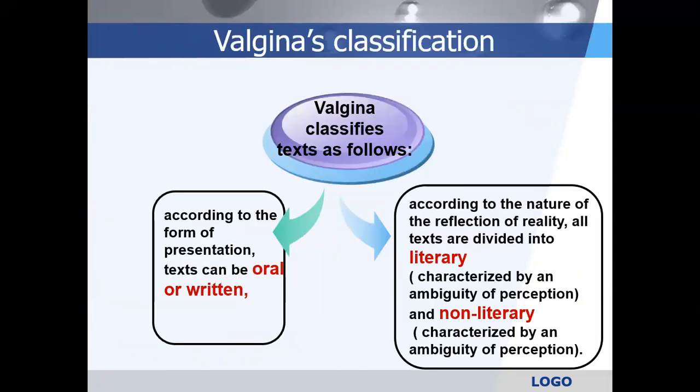And Lavina suggests the following classification of texts. So the first is according to the form of representation, where text can be oral or written, and according to the nature of the reflection of reality. All texts are divided into literary, characterized by an ambiguity of perception, and non-literary, characterized by an unambiguity of perception.